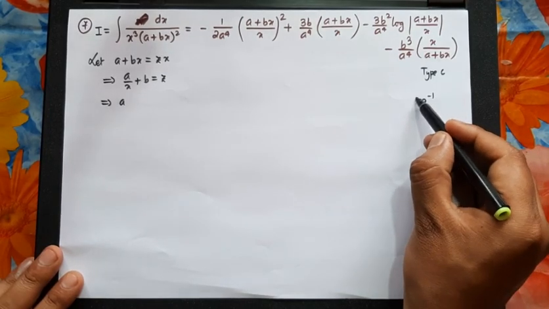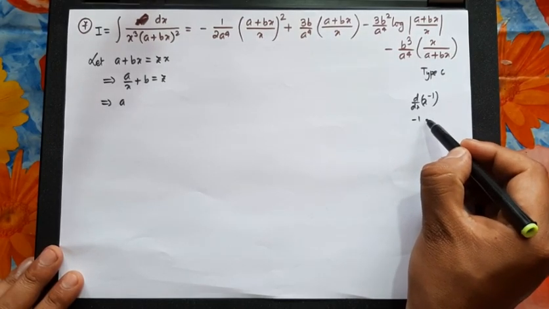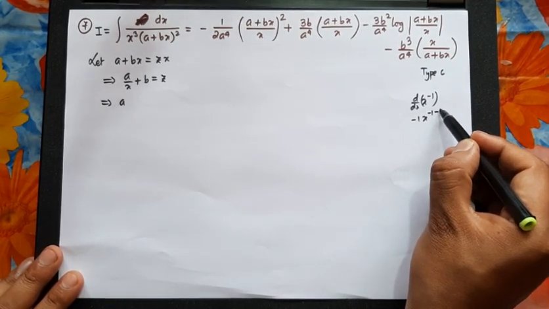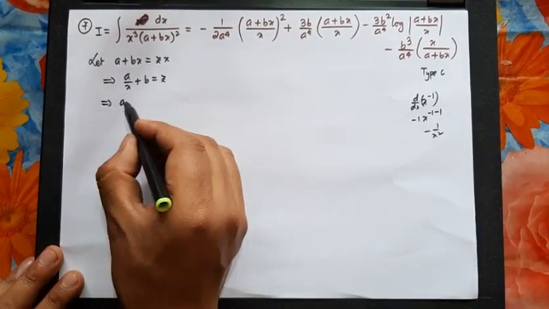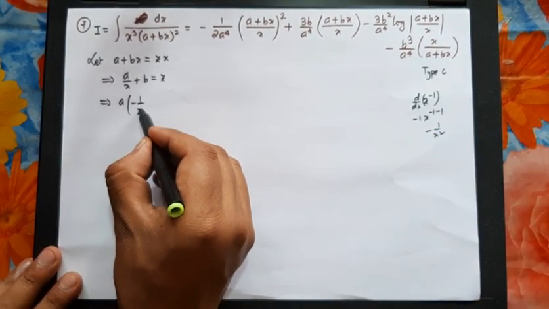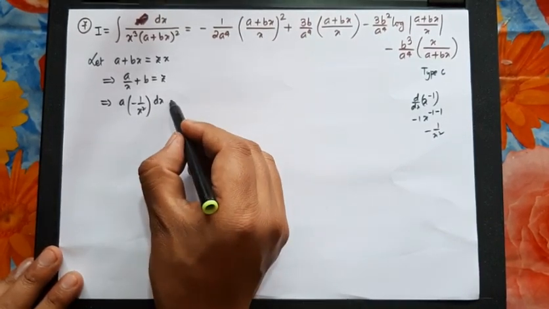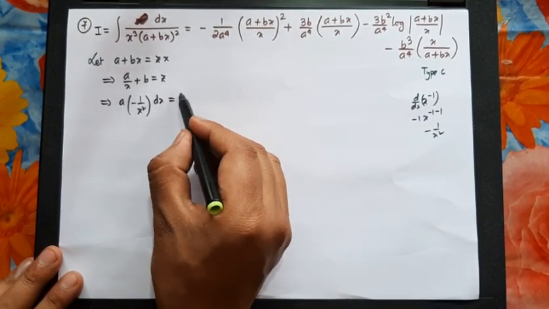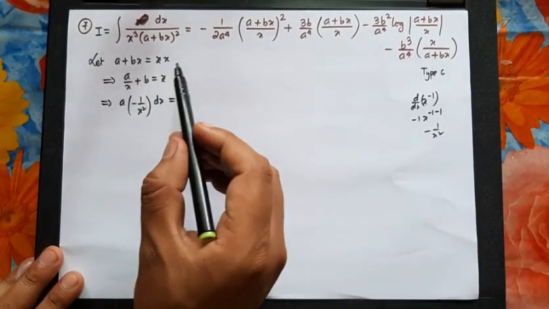So this will be differentiation of x to the power minus 1, which will be minus 1 x to the power minus 1 minus 1, that is minus 1 by x square. Okay, so this is minus 1 by x square dx. Differentiation of b will be 0, so no need to write that. So we have dz from here. Is that clear?